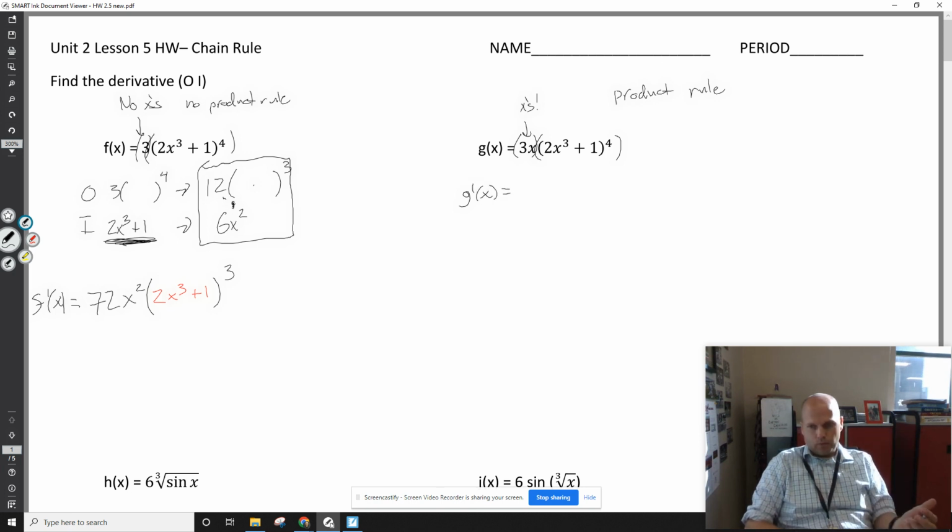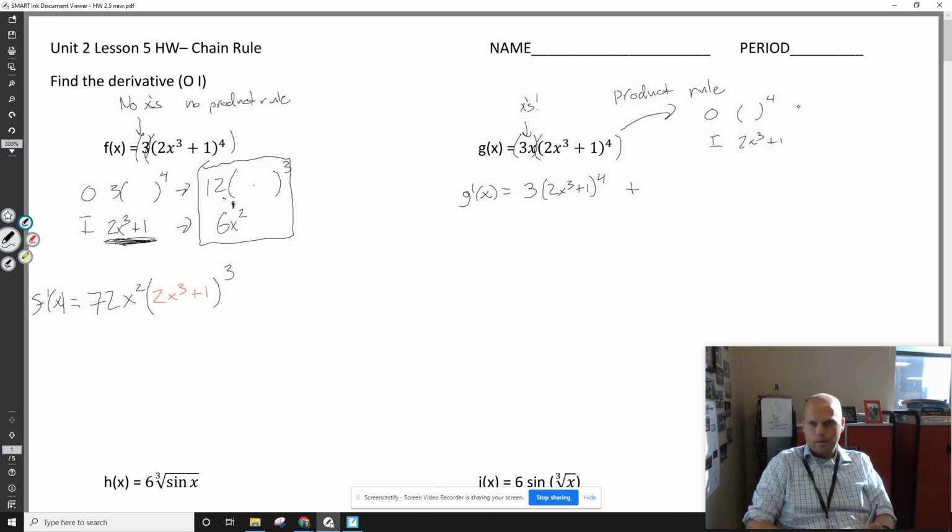So this is a product rule, which means we got a first and a second. We got to take the derivative of the first times the second. And then add the derivative of the second. Now, to take the derivative of the second, you need to use the chain rule. You need to do the O and the I. So I'm going to just do the 4. I'm not going to include the 3x, because if I include the 3x, that's a product. So I'm just going to have the parentheses to the fourth on the outside and the 2x cubed plus 1 on the inside.